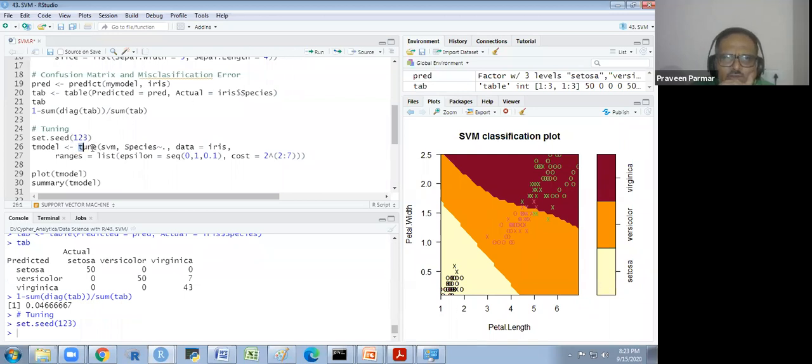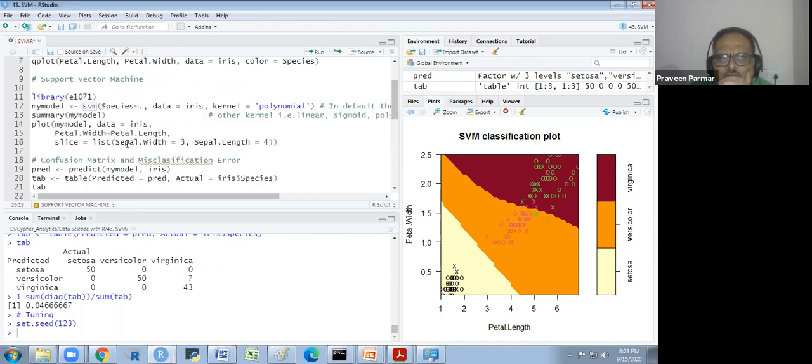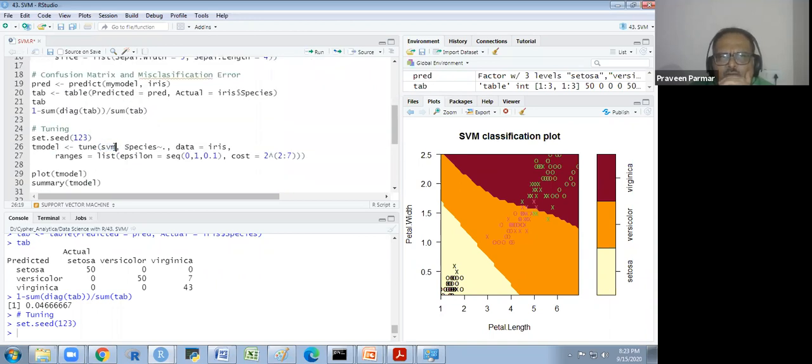And the function is tune, and the algorithm is SVM. I am going to tune the SVM. SVM is the algorithm I am going to tune. This is what I have to write here, not the model, that function. The species tilde dot, this is my formula, and the data is iris. Ranges is the epsilon range I want. I will explain this to you later. The sequence from 0 to 1, I am taking 0.1.